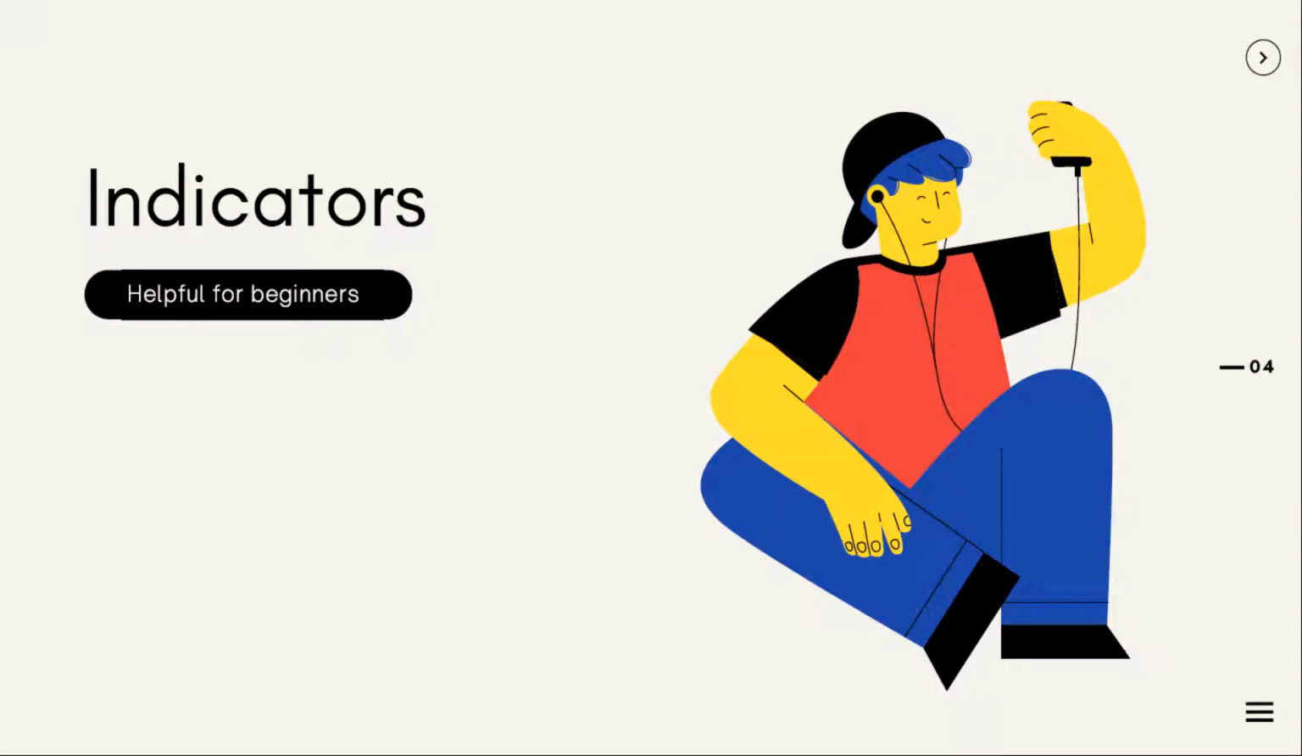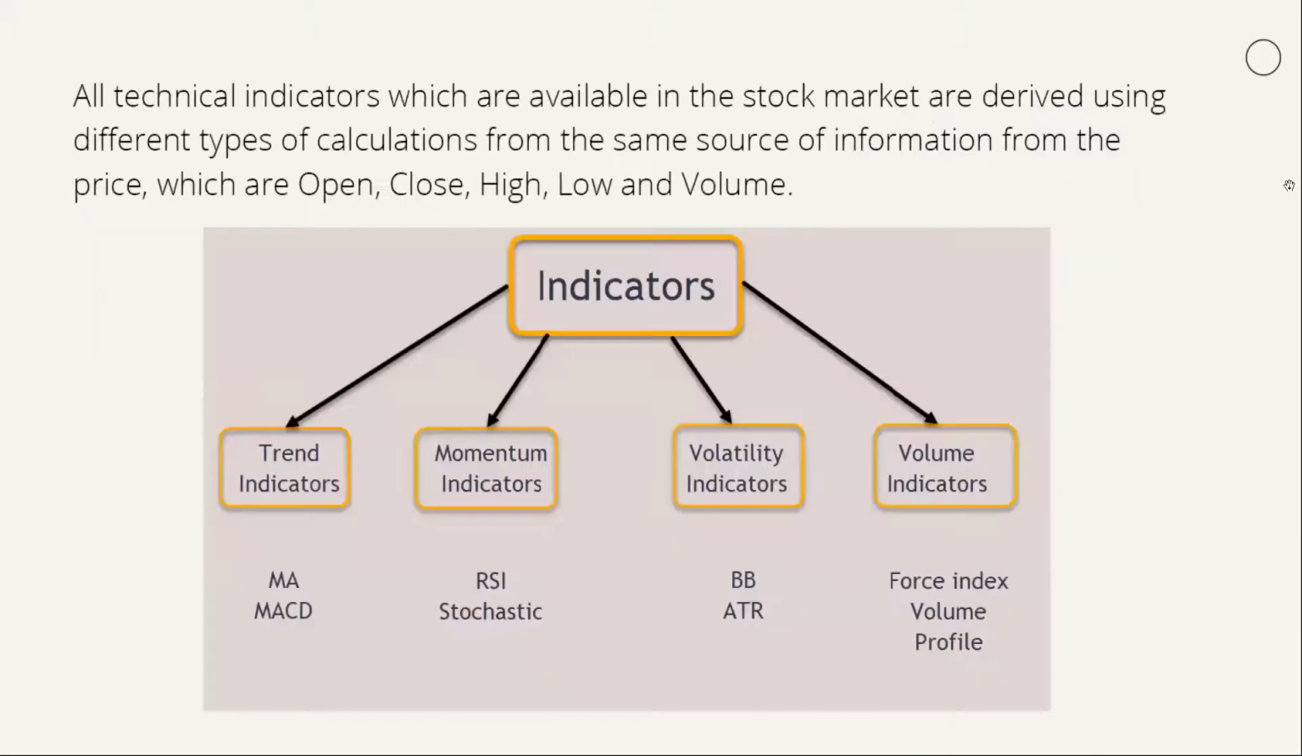If you are a beginner, pick one or two indicators, study them in different market conditions, get mastery in it, and then use it. All technical indicators which are available in the stock market are derived using different types of calculation, but from the source of information, that is price.